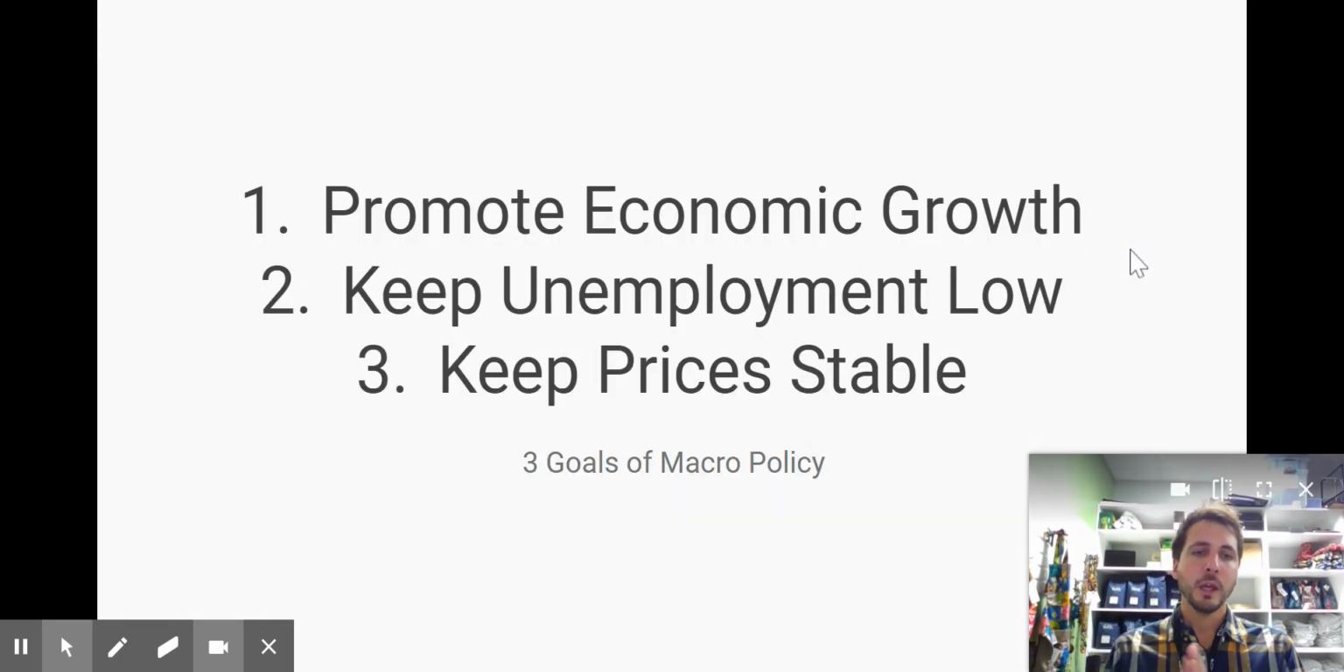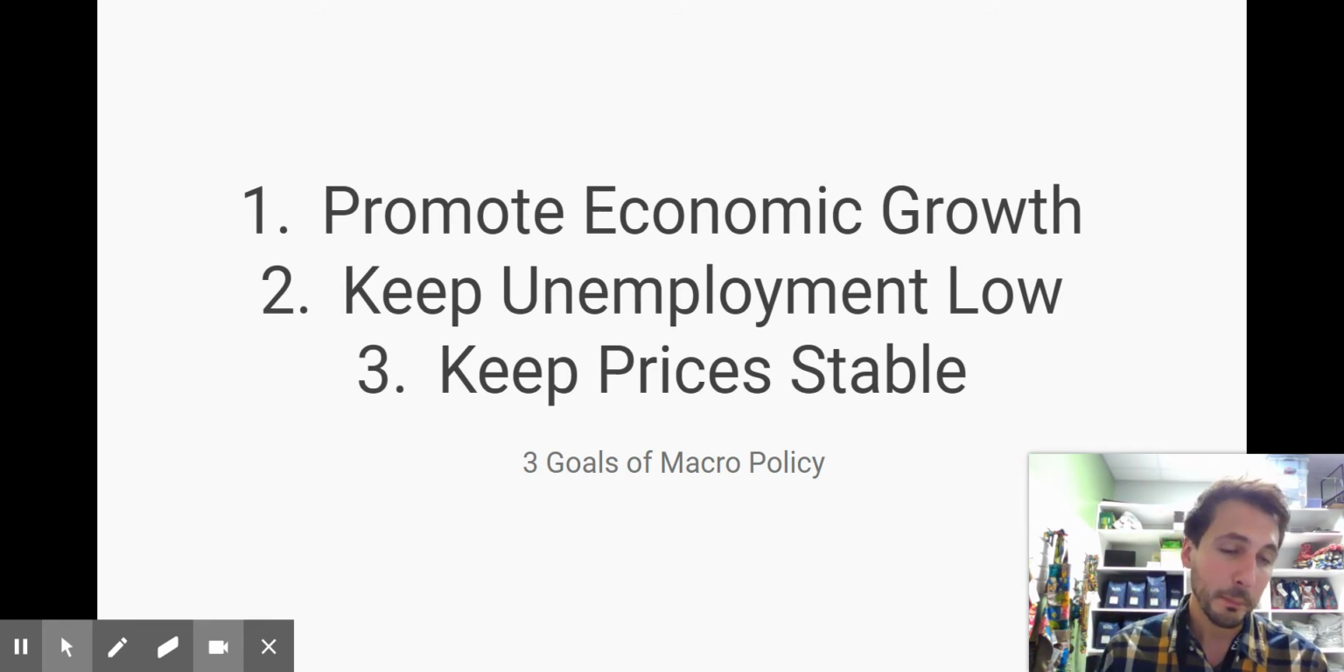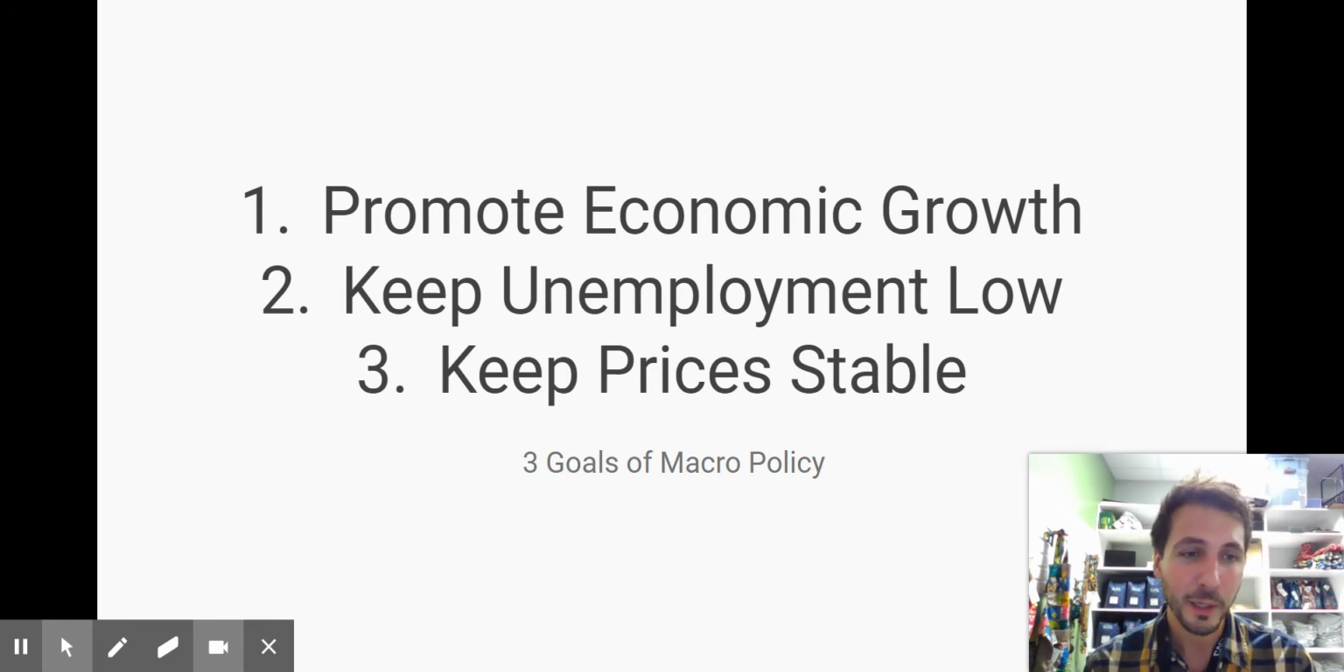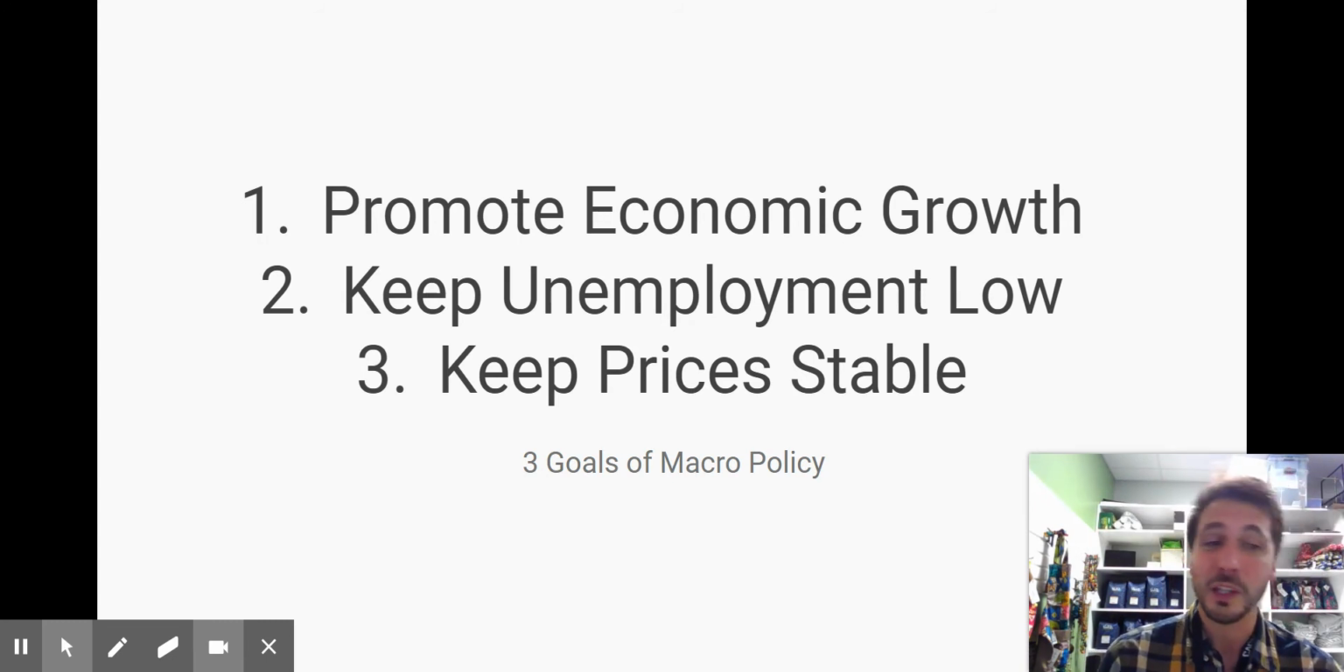Okay, so we have three main goals of macroeconomic policy. Goal number one is we want to promote economic growth. We talked about that already. When you grow, you better solve the problem of scarcity. The second is we want to keep people in their jobs, keep unemployment low. When you keep unemployment low, it means more people have jobs, which means more people have income, so then they go to the product market and satisfy their utility.